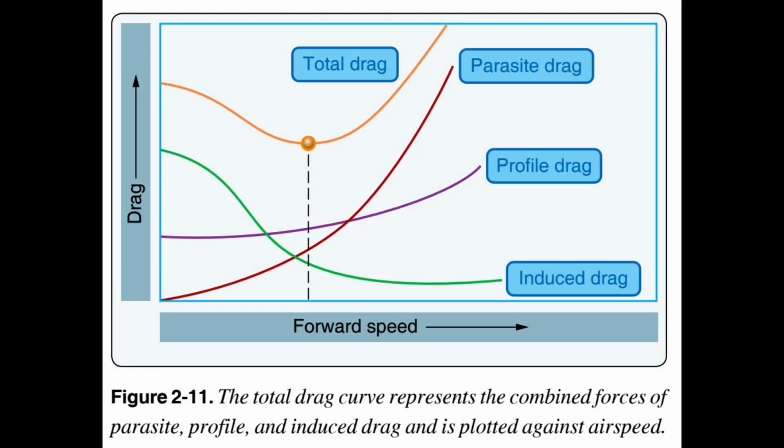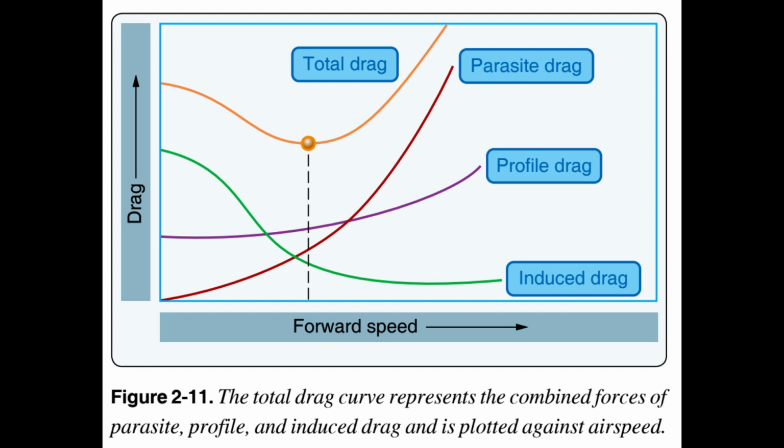Parasite drag. Parasite drag is present anytime the helicopter is moving through the air. This type of drag increases with airspeed. Non-lifting components of the helicopter, such as the cabin, rotor mast, tail, and landing gear, contribute to parasite drag.